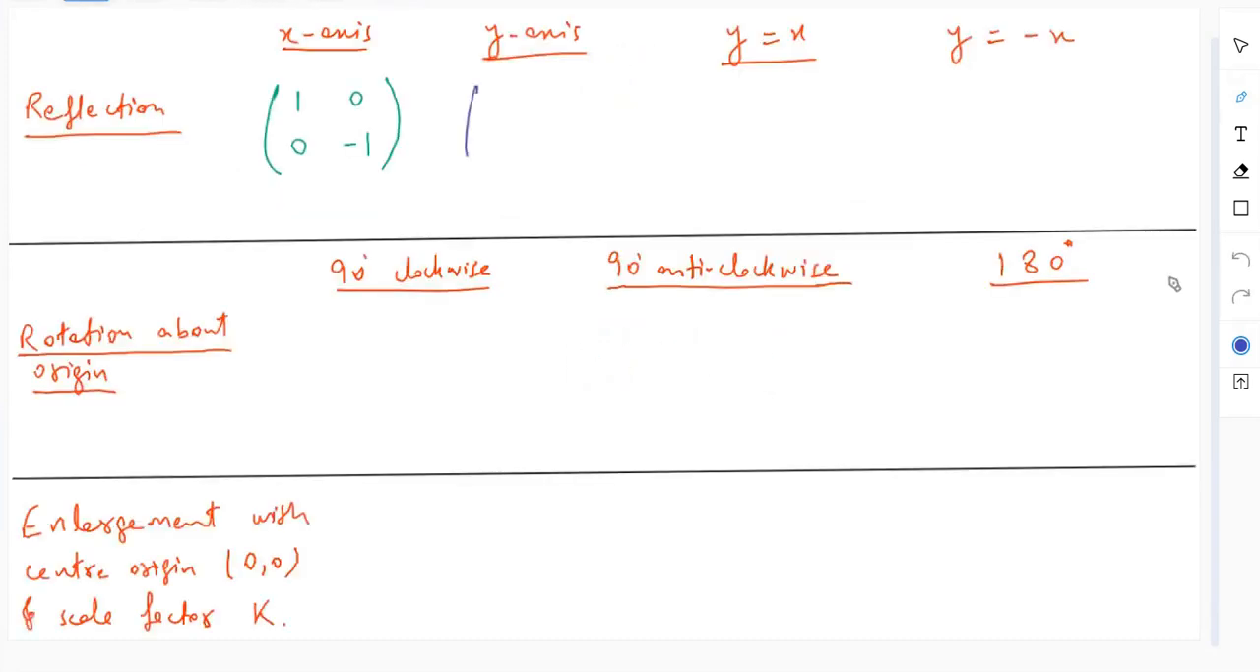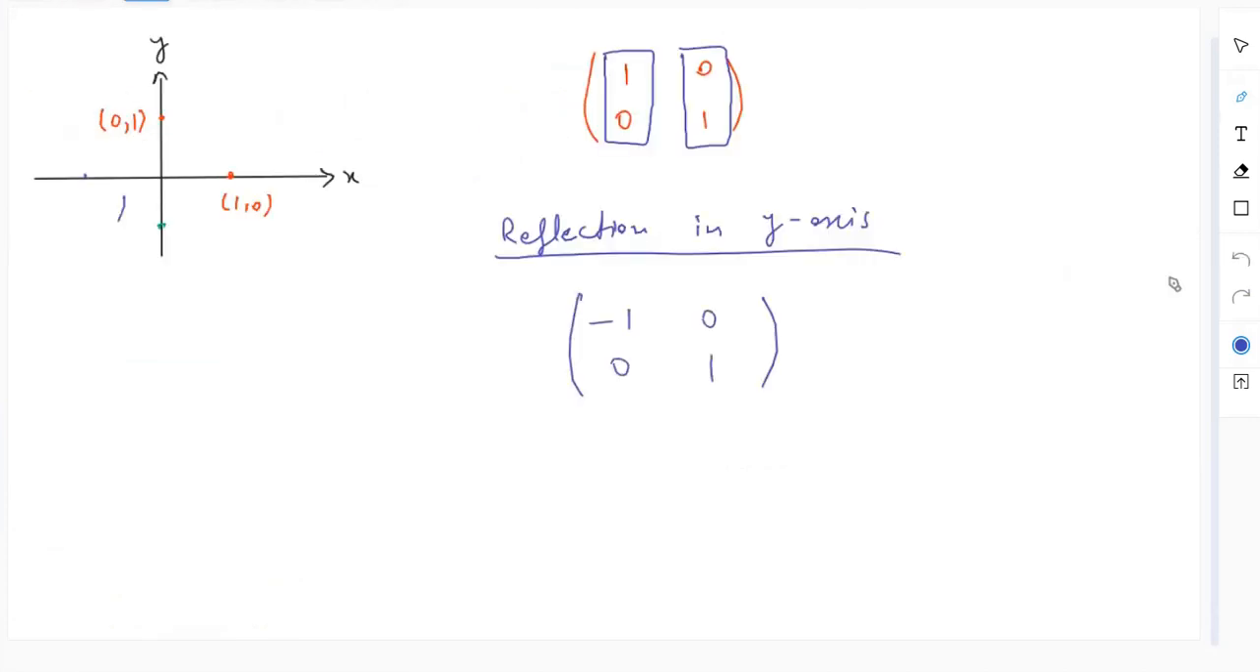This is the matrix that you have for reflection in the y-axis. It's minus 1, 0 and 0, 1. That's the matrix that represents reflection in the y-axis.